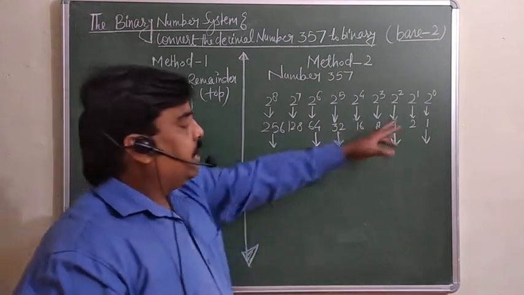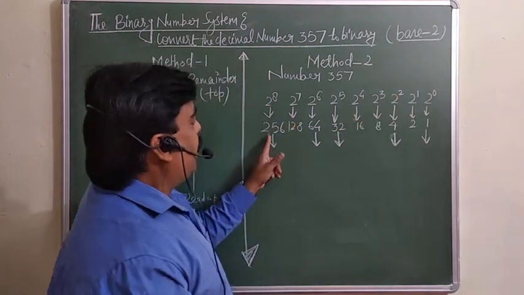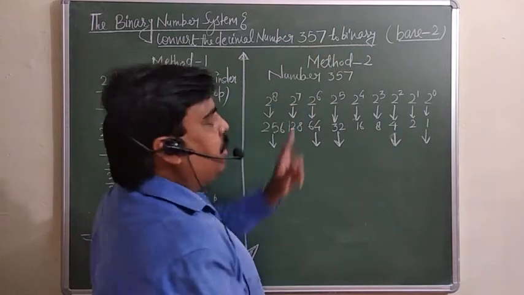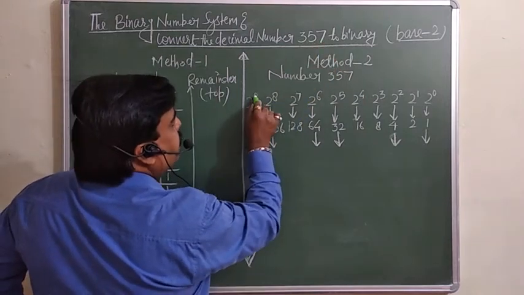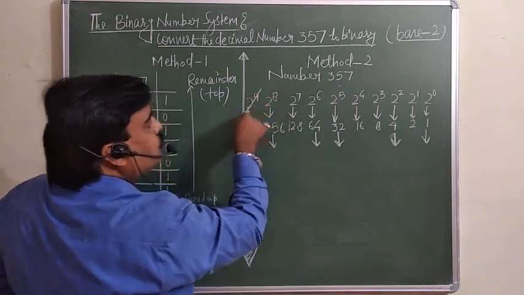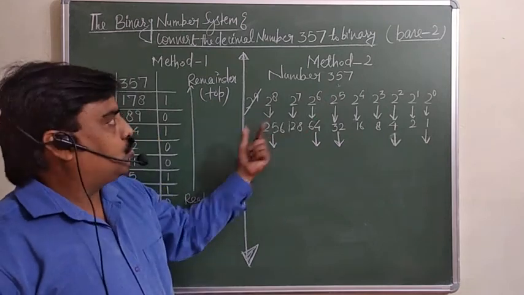What is the second method? Just write down the powers of 2: 2 raised to 1, 2, then 2 raised to 2, 3, likewise, up to 256. Why do we stop here? Because your number is 357. If you take 2 raised to the power 9, twice this number will come, which is more than 357. So you are not supposed to take it. You have to take numbers smaller than this number.